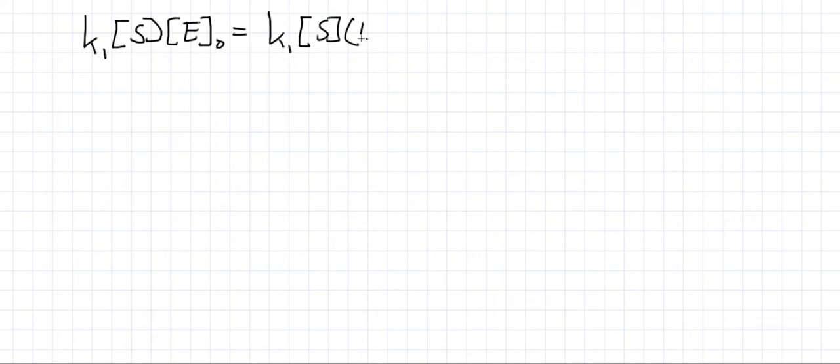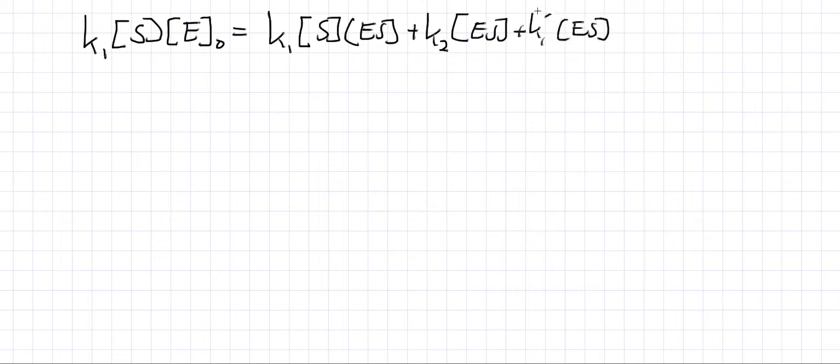So if we separate the terms that don't have enzyme substrate complex, we have K1 times substrate times the total concentration of enzyme. On the other side we have K1 times substrate times enzyme substrate complex plus K2 times enzyme substrate complex plus K1 prime times enzyme substrate complex.